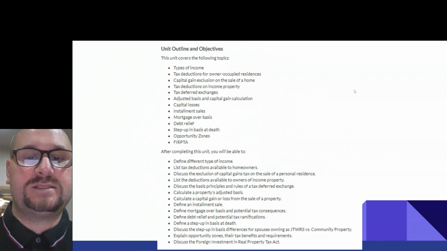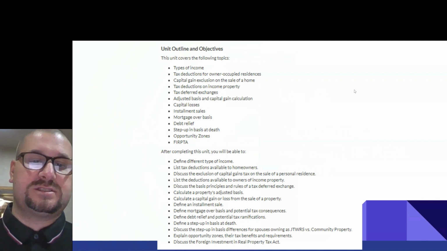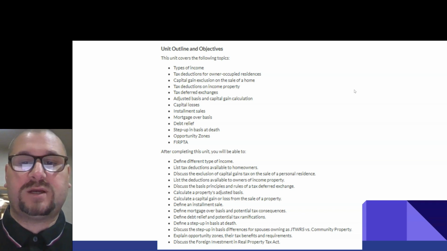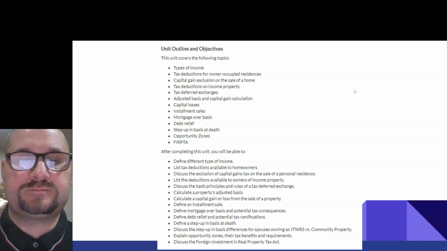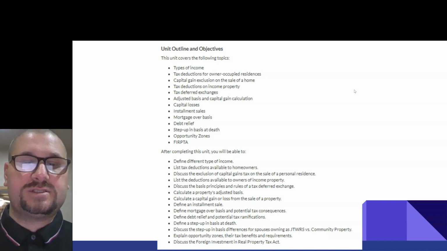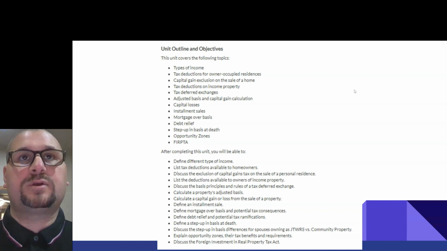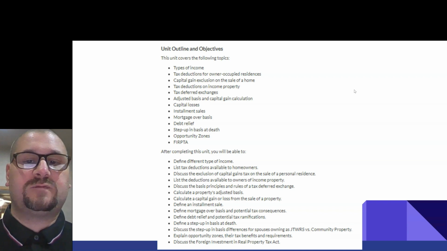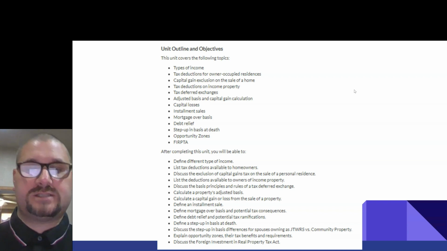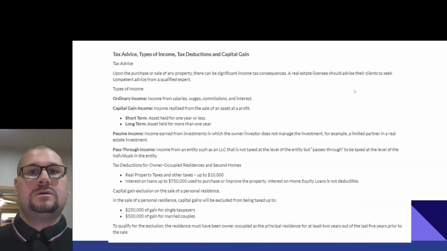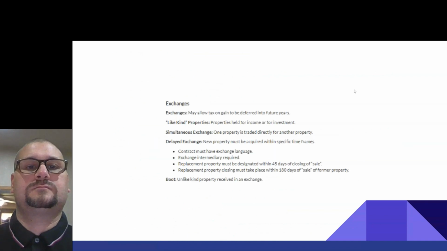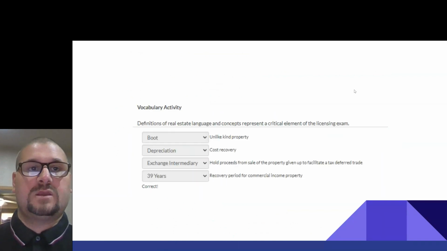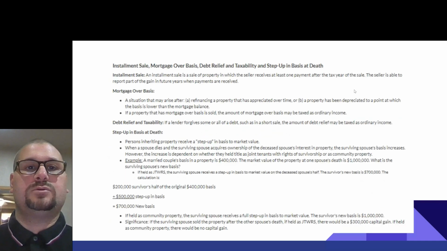define a step up in basis at death, discuss the step up in basis differences for spouses owning as JTWRS versus community property, explain opportunity zones, their tax benefits and requirements, discuss the Foreign Investment in Real Property Tax Act. Okay, so you're going to have to do some independent studying. I'll go over the unit summary and the unit quiz.